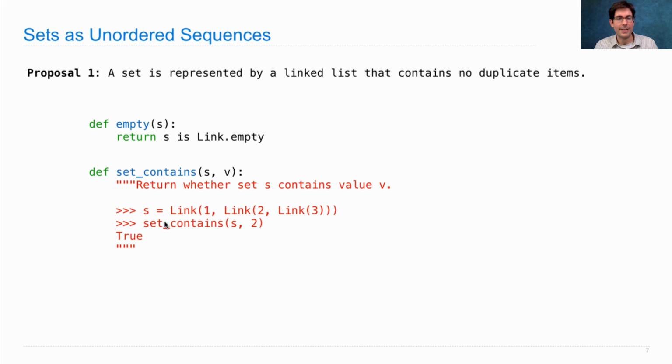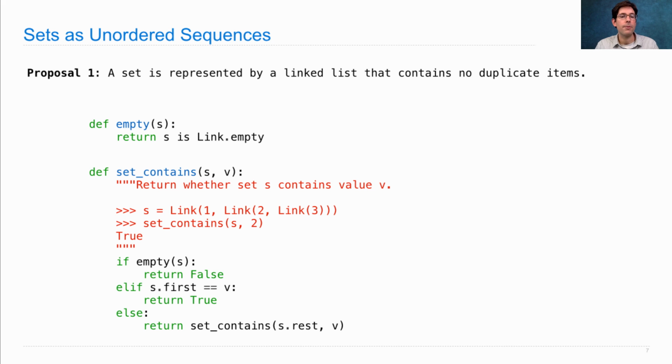So if I create a sequence and then I call setContains using one of the elements, such as 2, I'll get true. But if I called it on 4, I'd get false. Now, the implementation using recursion is straightforward. If it's empty, then element V is obviously not there because no elements are in an empty set. If the first element of S is V, then we've found the element we're looking for. Otherwise, we recursively call setContains on the rest of the list to see if we can find it there.